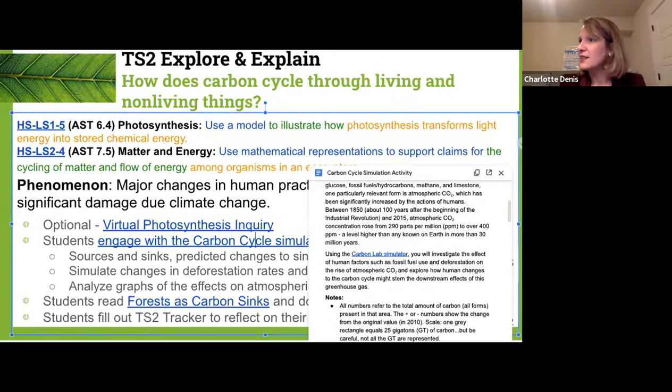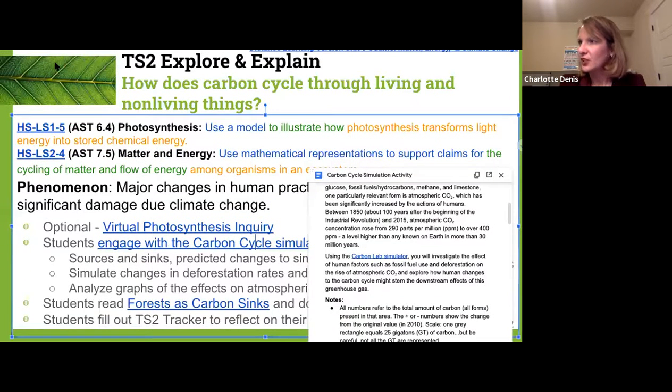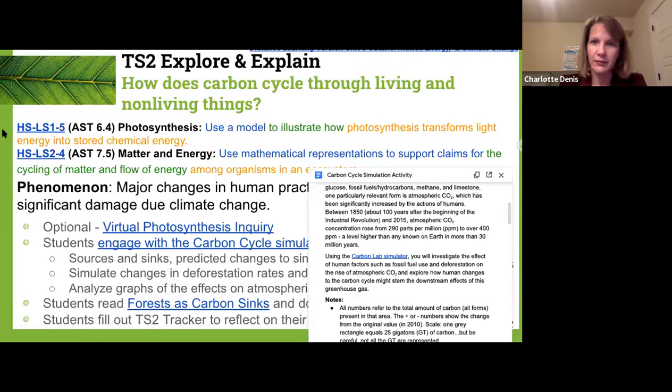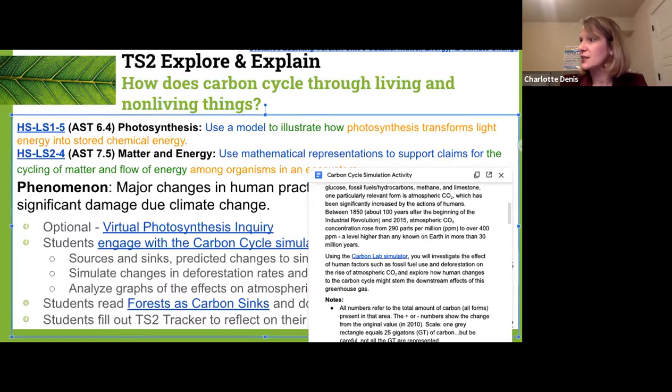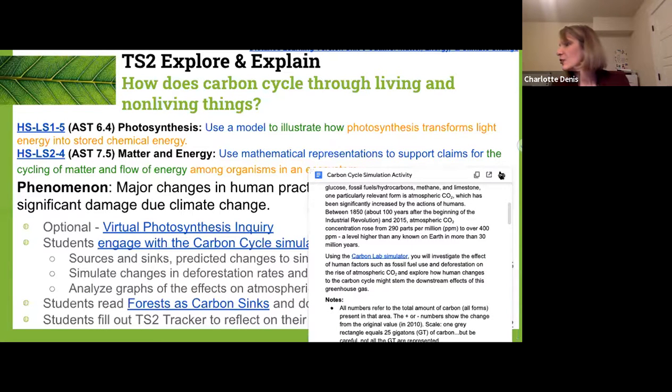So in addition, in this task set, there's also an option to do a photosynthesis lab. Traditionally, I like to do a lab where we're watching seed germination in jars in a closed system to show the mass changes inside, or no mass change, I should say. I can't get that thing to go away. There we go.